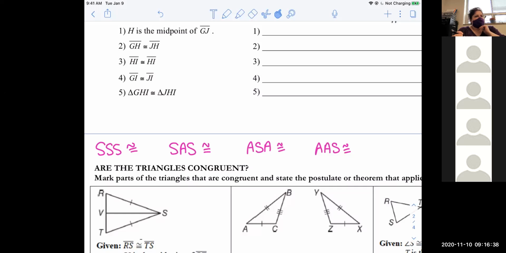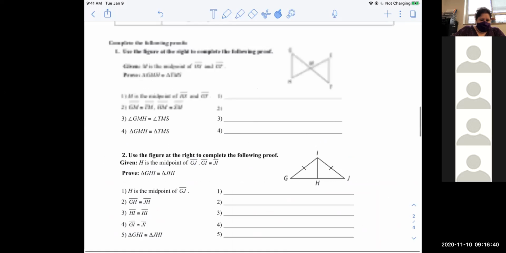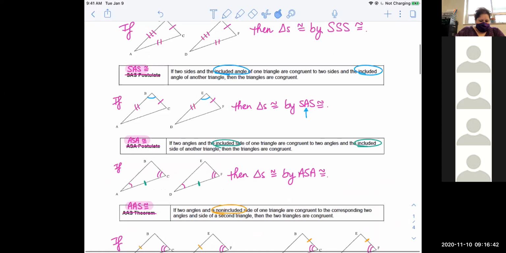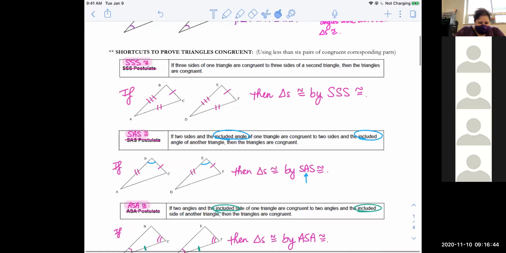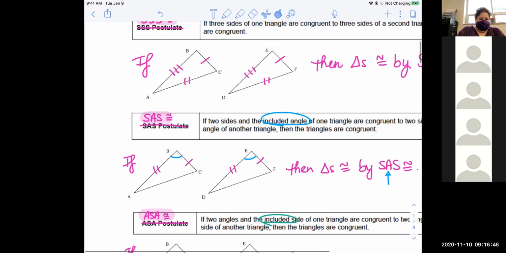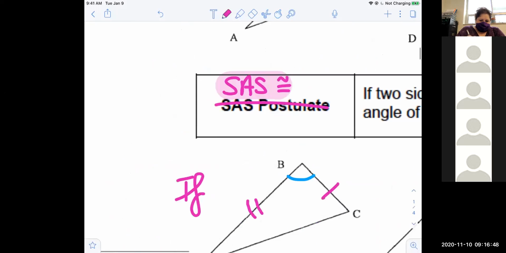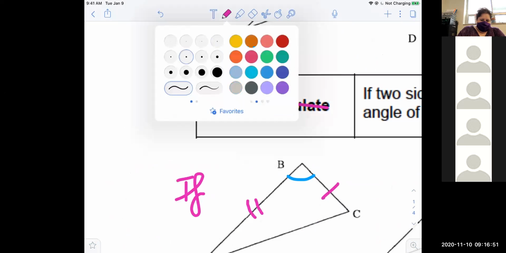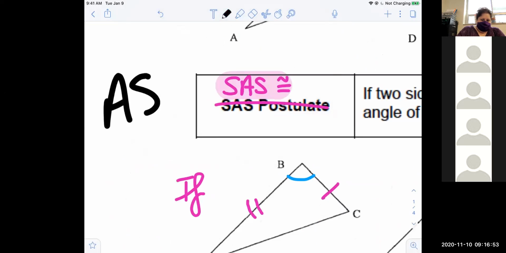Now, I want you to notice that angle side side is not a thing. We've got two sides and an included angle, but angle side side, not a thing. Can you remember that?